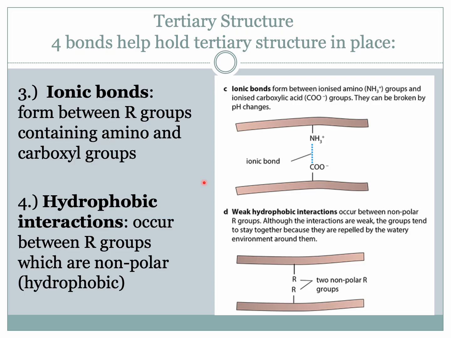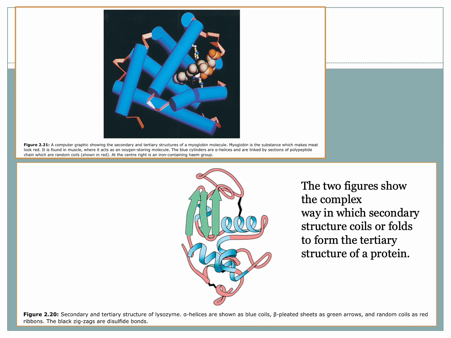The last two: ionic bonds form between the R groups containing the amino and carboxylic groups. They can be broken by pH changes. And then the fourth one is the weak hydrophobic interactions. They occur between the R groups, which are nonpolar, therefore they're hydrophobic. The two figures show the complex way in which secondary structures coil or fold to form a tertiary structure of a protein.